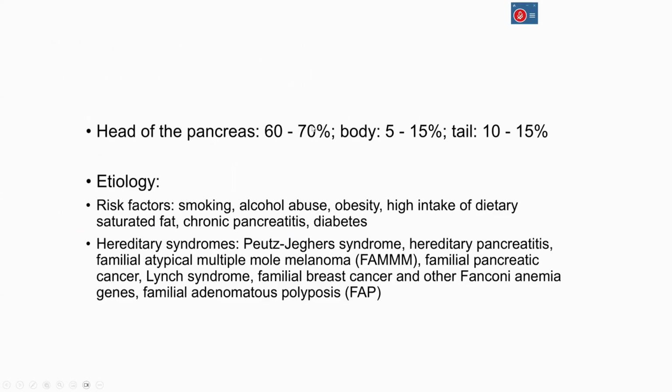So these are generally the precursor lesions for this malignant tumor. The head of the pancreas is the most common site, followed by body and tail. Etiology: there are certain environmental factors and there are some genetic syndromes and mutations which can trigger the tumor formation. So smoking, alcohol, obesity, high intake of dietary saturated fat, chronic pancreatitis, and diabetes are some common risk factors. And among syndromes, the most common are Lynch syndrome, FAP, familial adenomatous polyposis, and Peutz-Jeghers syndrome.